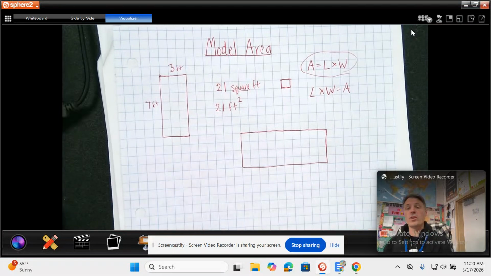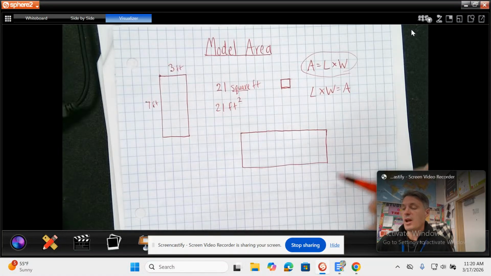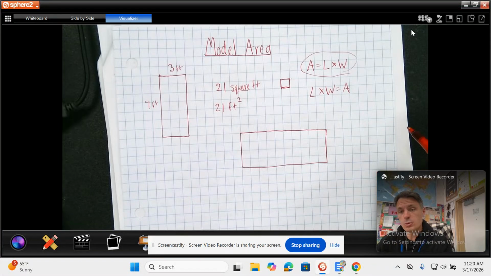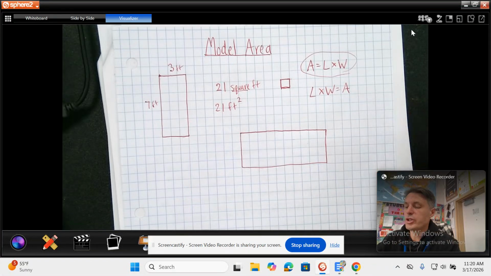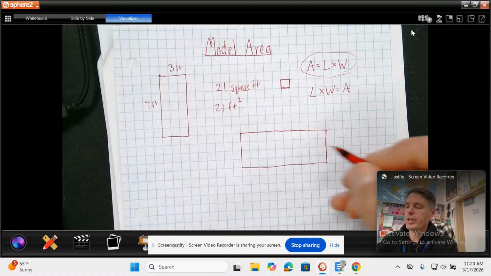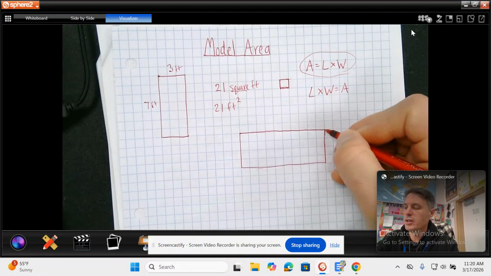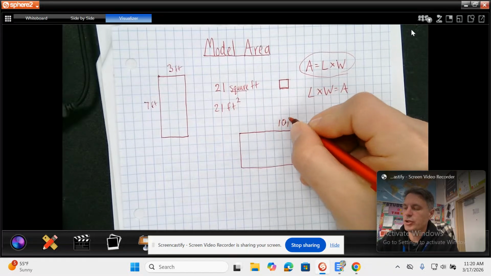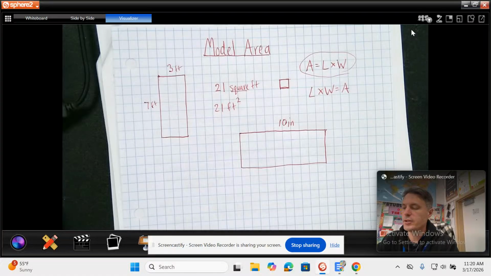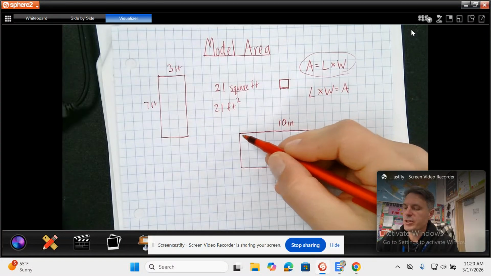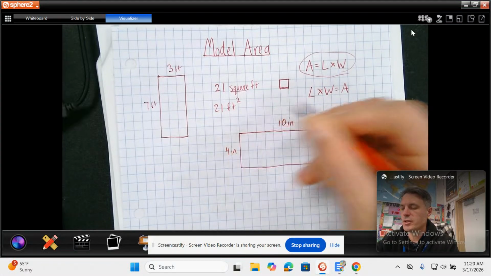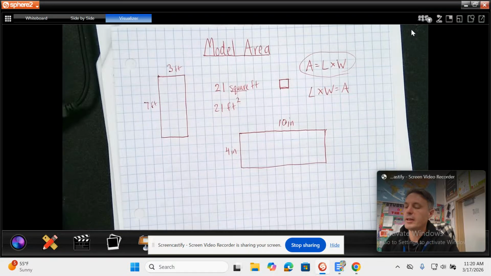Now, if we were finding the perimeter of this rectangle, we would have to add up the distance of all the sides. But since we're finding area, we just do length times width. So we already know the distance from here to here is 10 units. Let's just say that it's 10 inches, even though it's not really 10 inches. And we already know the distance from here to here is 4 units. And again, let's just say it's 4 inches, just because we have to pick some kind of unit.